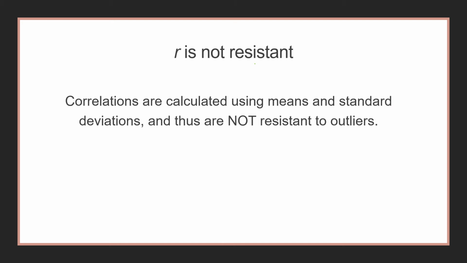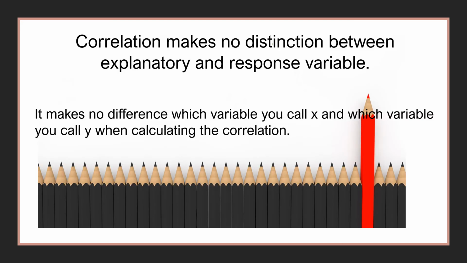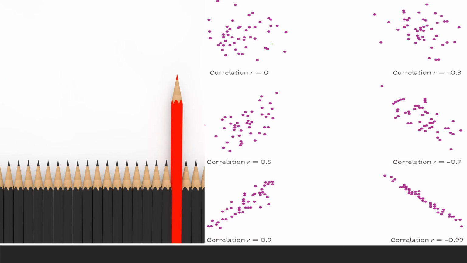It is not resistant because it is calculated using the mean and the standard deviation. And also, even if you flip the values of x and y, where the explanatory variable and response variable are changed, still the coefficient will be the same. The correlation coefficient will not change even if we flip the values of x and y.